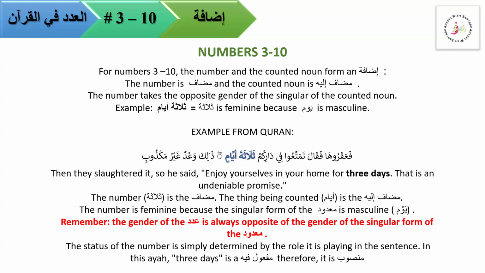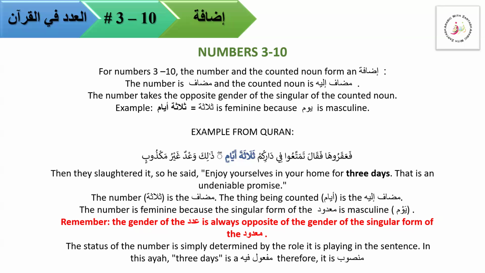So ayyamin, as you can see, because it's mudaf ilayh, it is in the state of jar. It has a kasra. So the number thalatha is the mudaf here, and the madud here, ayyam, will be the mudaf ilayh. The thing being counted, that's ayyam, is the mudaf ilayh. So now you can see that the number is feminine. Why? Because the singular form of the madud, that's ayyam here, we know is masculine. As already mentioned, it's yawm, and yawm is a masculine word. So the thing that we are going to remember is that the gender of the number is always opposite of the gender of the singular form of the madud.